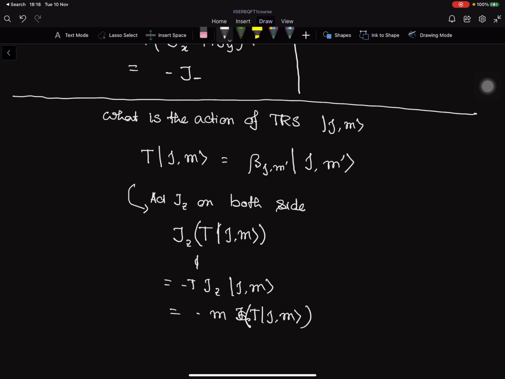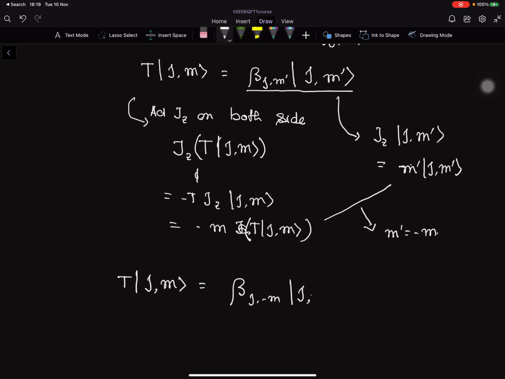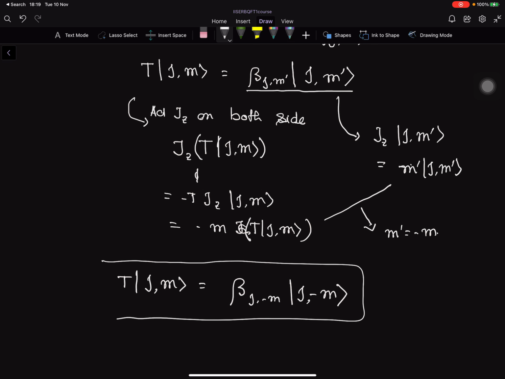Okay, now on this side, Jz acting on |j m prime> is equal to m prime |j m prime>. This implies m prime is equal to minus m, which means that T acting on |j m> is simply beta j m times |j, minus m>. Okay, this is our first equation.